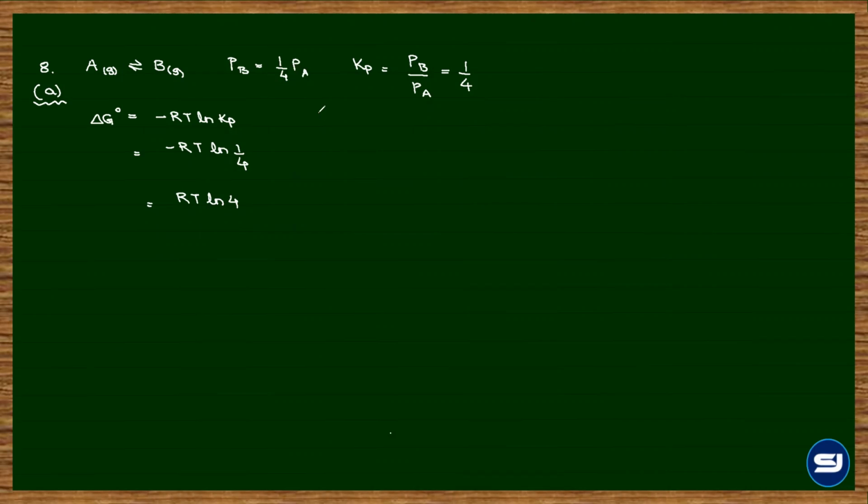How would the partial pressure be found? Mole fraction into the total given pressure. Perfect. Mole fraction of B into the total pressure. Similarly, partial pressure of A would be mole fraction of A into the total pressure. This is how it would be found. Clear?